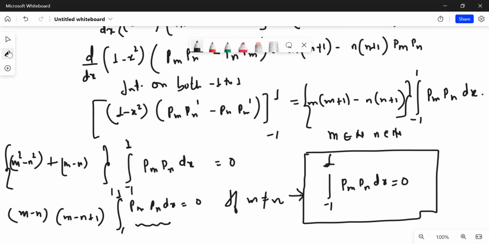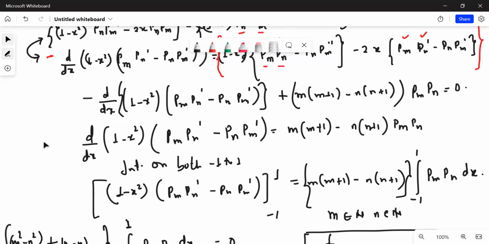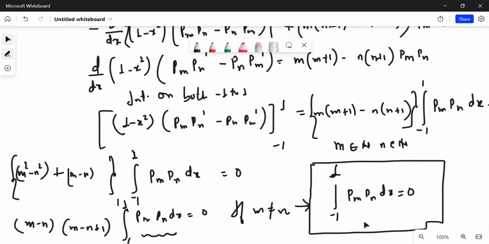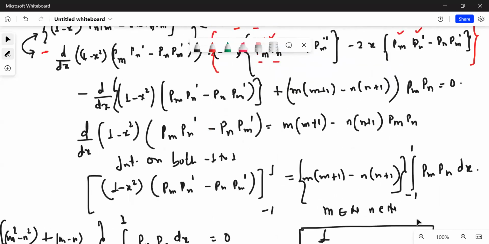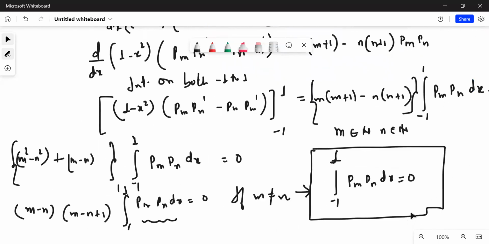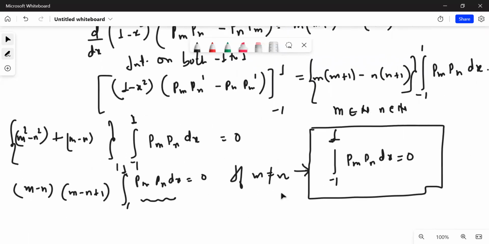Okay, one thing that I want to say, that today I'm having a lack of time, so I'm not going to derive m equals n. I'll derive that m equal to n tomorrow. But overall, have you got the gist of it? So m equal to n is a long derivation, so I'll do it tomorrow. Because if m is equal to n, then the solution should come as 2 upon 2n plus 1.